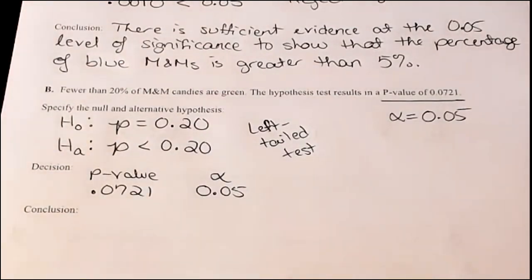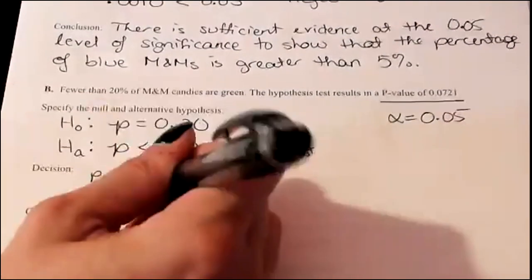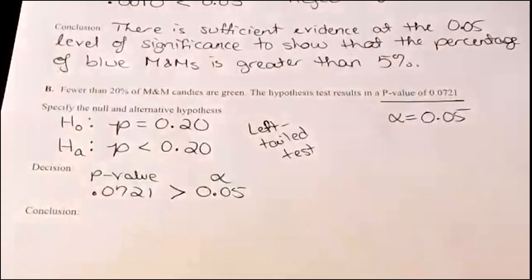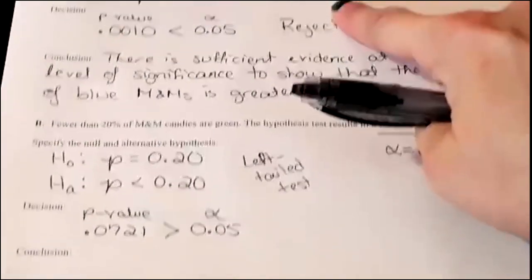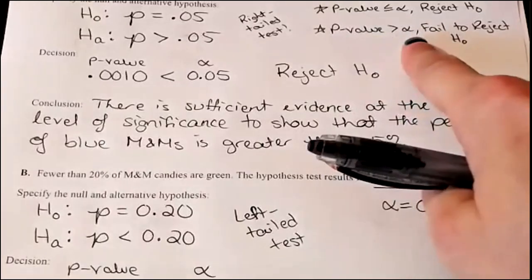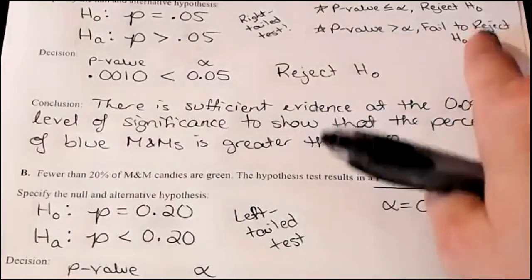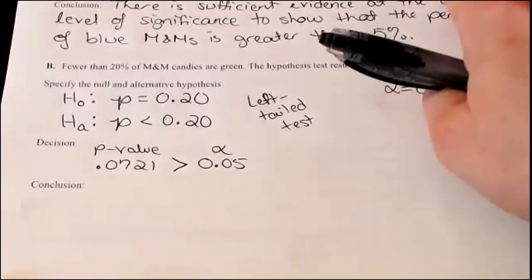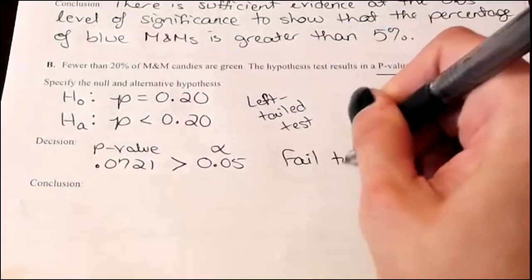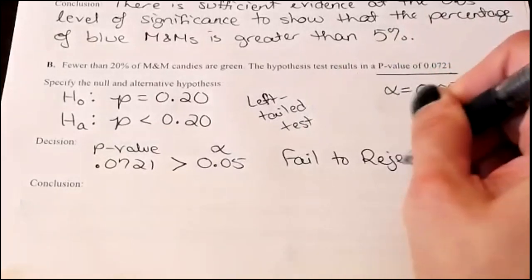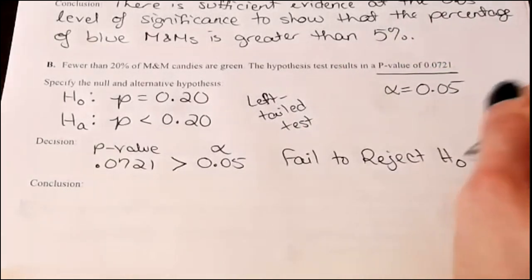So notice that the p-value is actually greater than our alpha. So we're going to write that it's greater. And then according to our little cheat sheet above, if the p-value is greater than alpha, we fail to reject the null. So here's the statement. Let's write fail to reject the null.